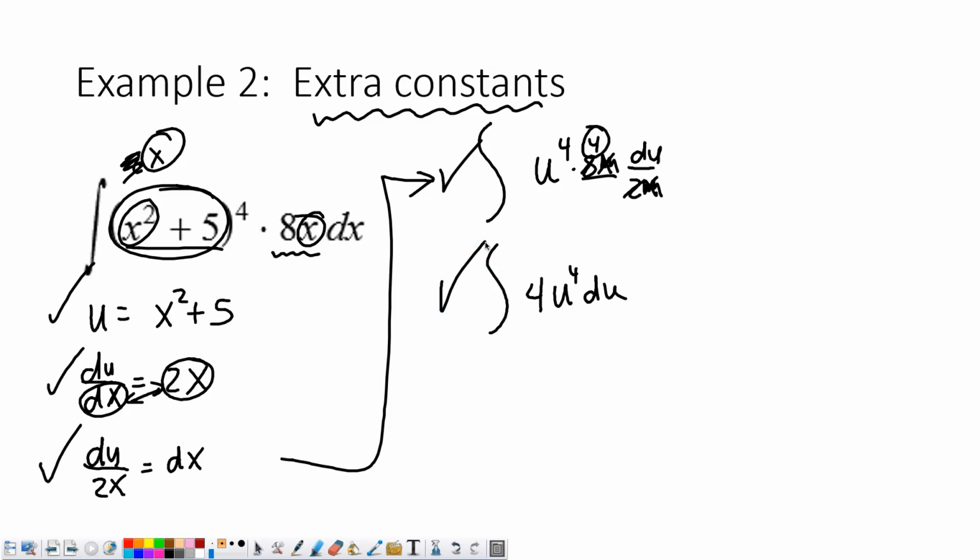Let's go ahead and do the next step, step 6, which is to integrate. So we're going to add 1 to the power and divide by that value, and we're going to put a plus c there.